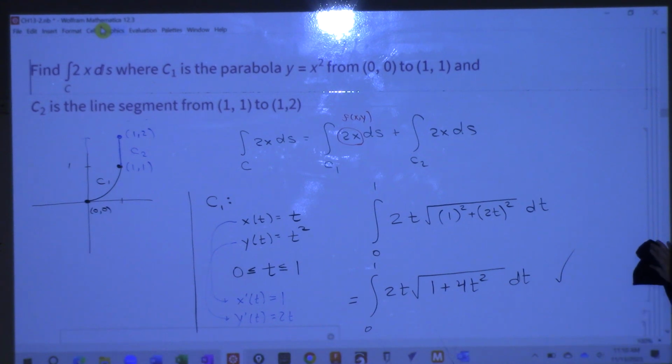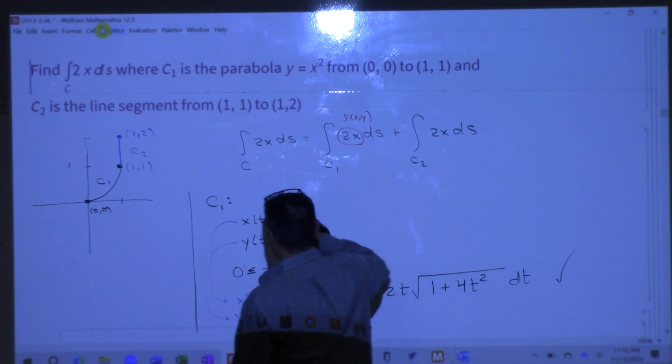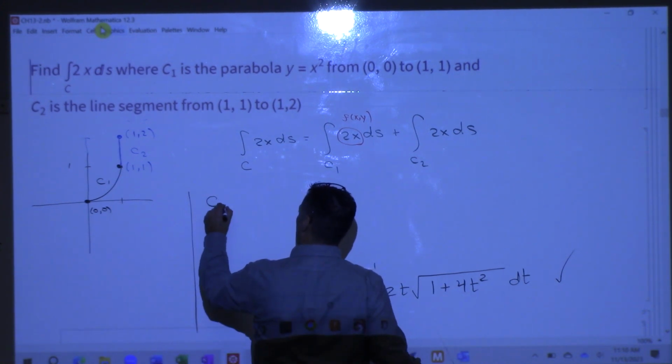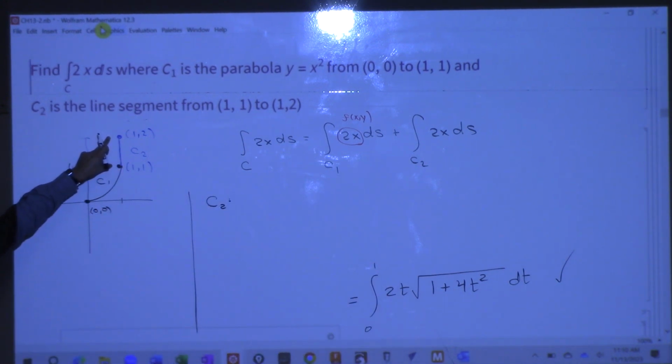But we still need to do the integral over C2. So let's go do C2. So for C2, now we're looking at a line segment. That's a line segment. And we did this a lot back in chapter 10. The way to find the vector equation of a line segment, the way to find the parametric equation of a line segment is first to find the vector form and then convert that to parametric.